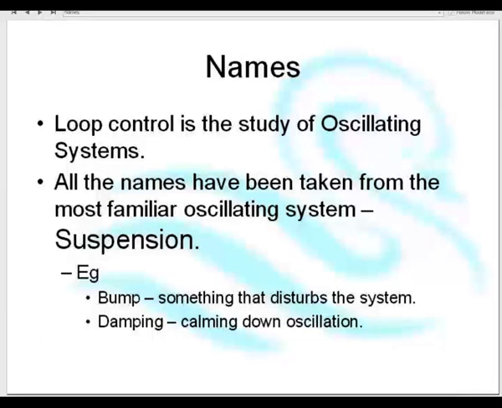In addition, we tend to say that good control is like good car suspension. If you bang this corner of your car, it should bounce down, bounce up, and then settle down. That is what we call good car suspension. That's also what we call good control. With good control, you get a little bit of an overshoot, you get an undershoot, and then it settles down.